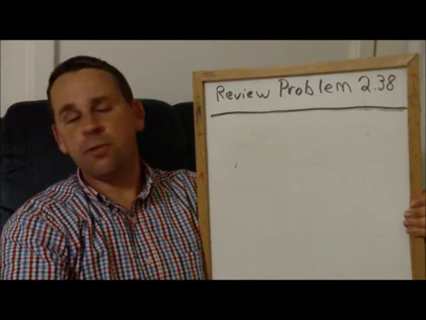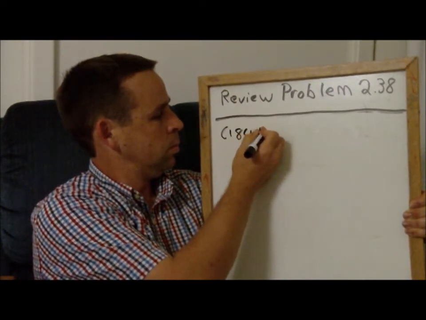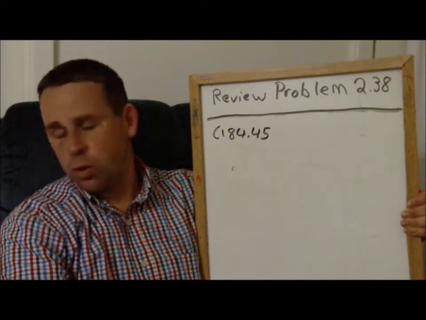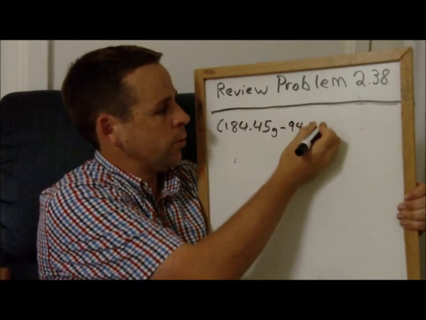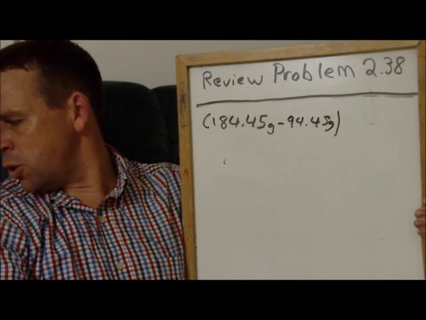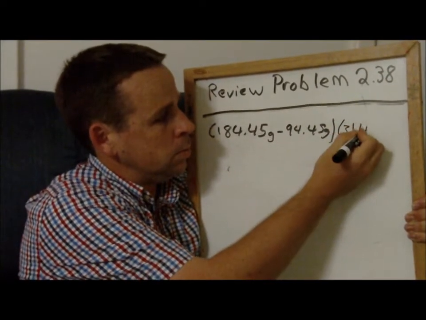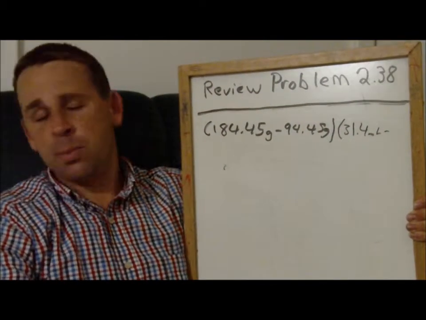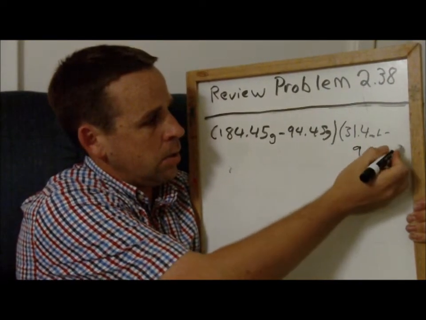238C: 184.45 minus 94.45, these are grams, and then that is divided by 31.4 milliliters minus 9.9 milliliters.